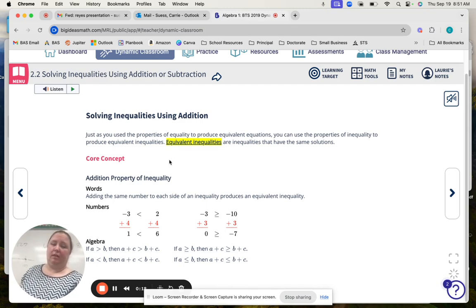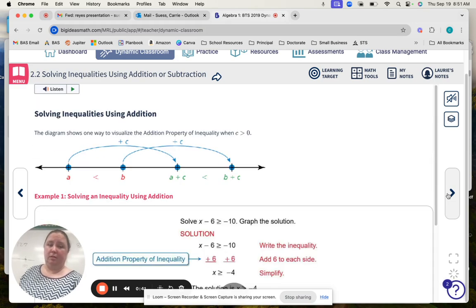So you can see here the addition property of inequality. If I add something to one side, I have to add something to the other side. It is still an equivalent inequality, okay? We did this with regular equations. It's the same thing. Same with subtraction, but that's probably the next page.